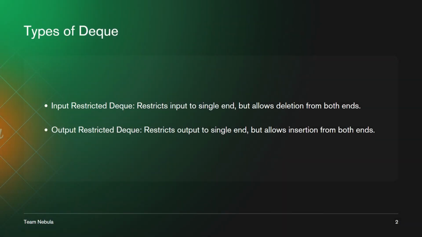Types of deque. Input restricted deque. In this deque, input is restricted at a single end but allows deletion at both the ends. Output restricted deque. In this deque, output is restricted at a single end but allows insertion at both the ends.